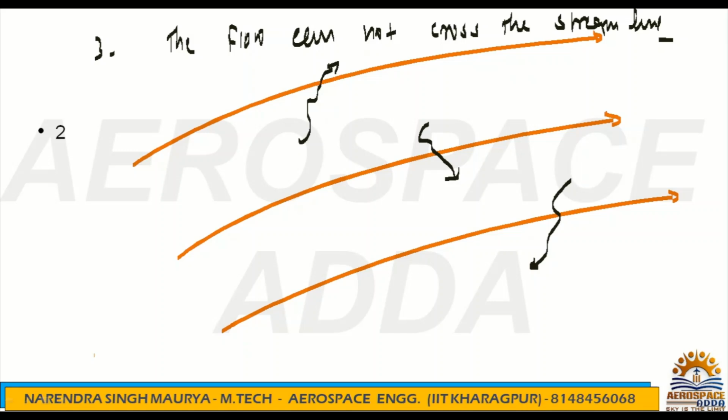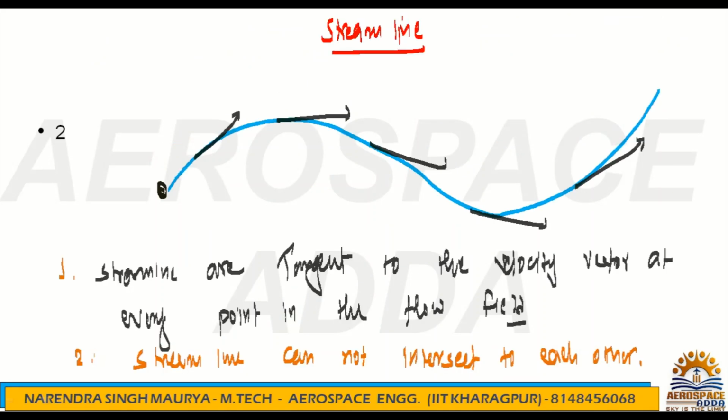Here, previously, the first one: the streamlines are tangent to the velocity vector at every point in the flow field. Okay. So always remember, if you are having multiple streamlines, it will make a stream tube also, and that we are using for the analysis of the flow, if you want, like Bernoulli equation, discharge, continuity equation.